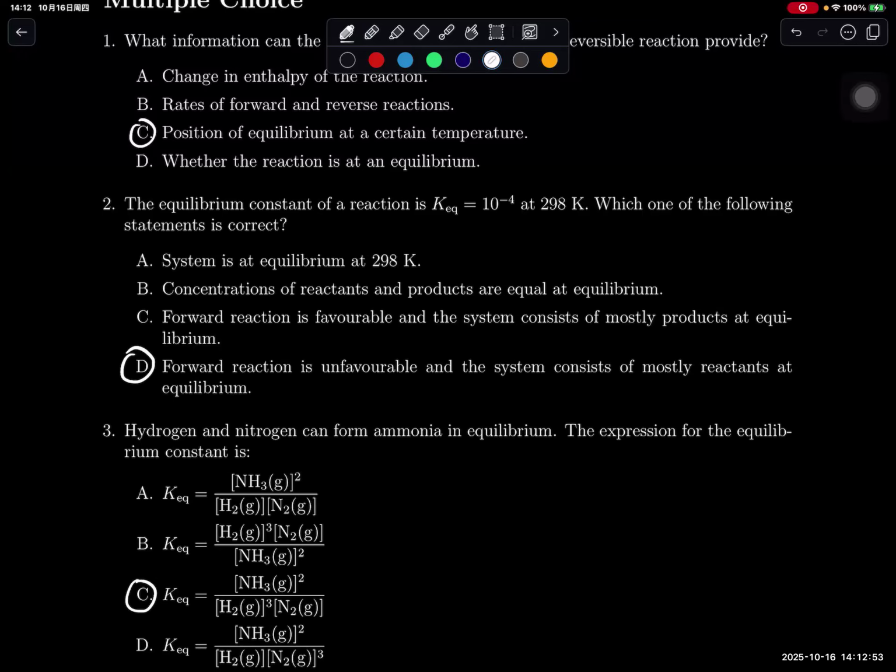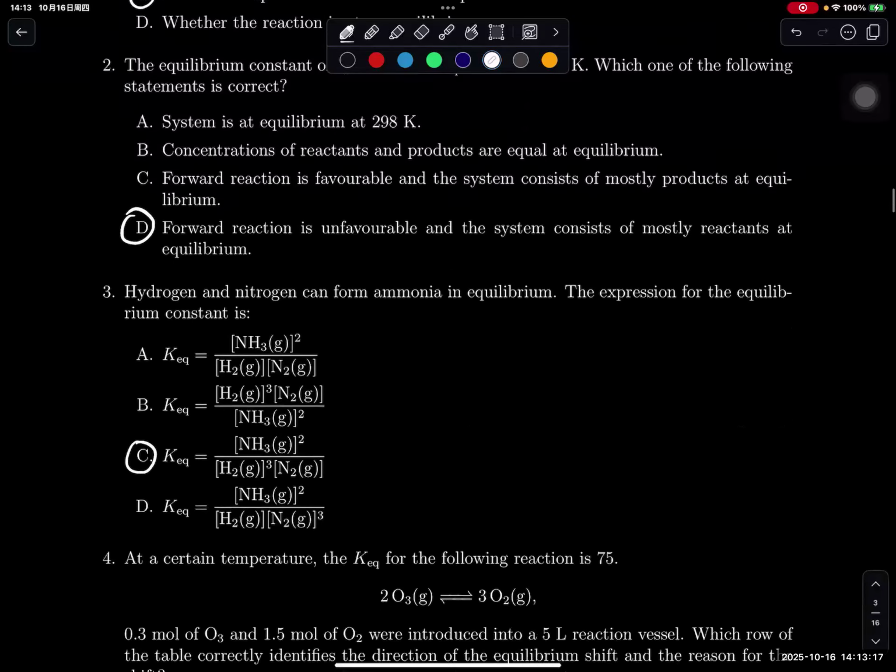A is not true. The system is not necessarily at equilibrium. B is not true. Concentrations of the reactants and products are equal, so that's also not true. They don't have to be equal, and especially in this case, not equal. C says the forward reaction is favorable and the system consists of mostly products at equilibrium. That's not true. If this were true, it would correspond to a larger KEQ.